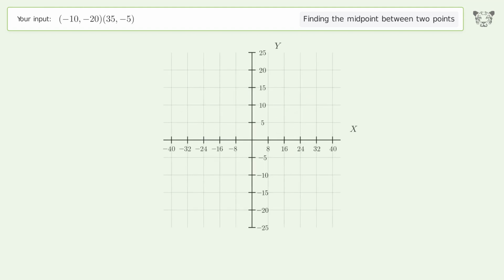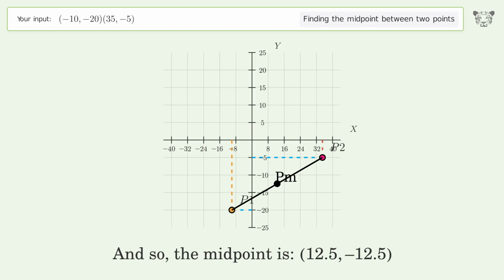And so, the midpoint is 12.5, negative 12.5.